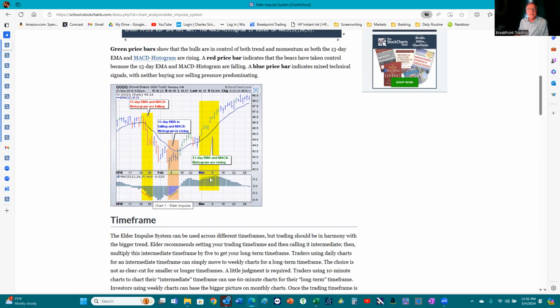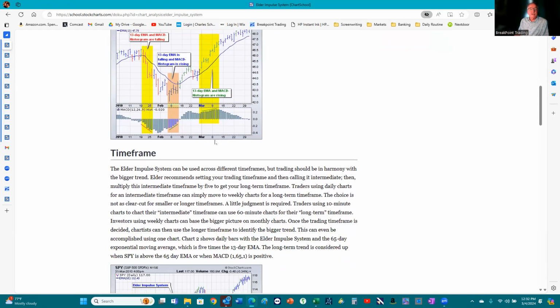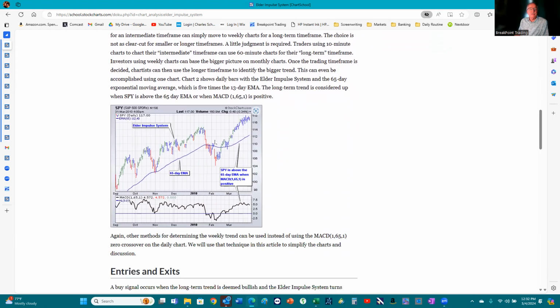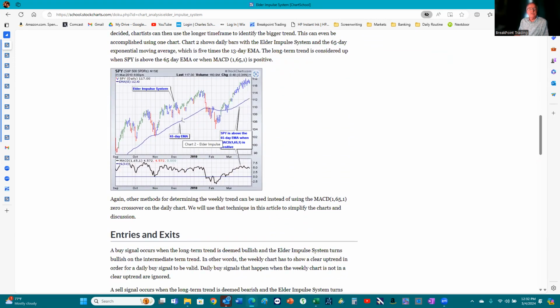And you can see right there, they're both moving higher. So that turns the bar green. So that's important. The other thing that they talk about down here is the 65 days. So if you take 13 and multiply it by 5 days for the week, then you get a 65-day moving average, which is basically allowing you to see a weekly view at the same time you're seeing a daily view.